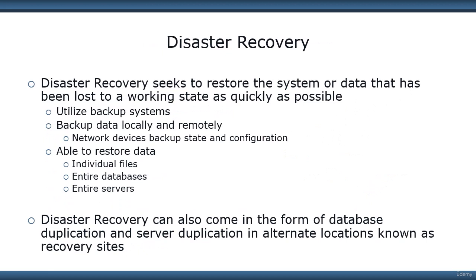So that brings us to disaster recovery. Disaster recovery is sort of like your level 2 protection. It seeks to restore the system or data that has been lost to a working state as quickly as possible. The goal with high availability is to never go down, or to go down very infrequently. The goal with disaster recovery is to be able to ensure that we can bring everything back.